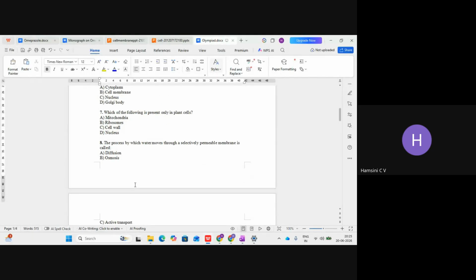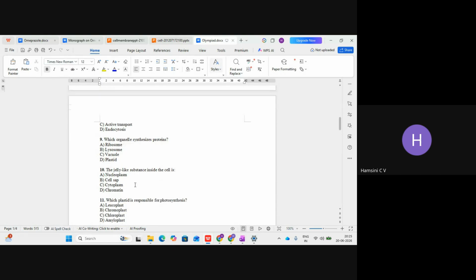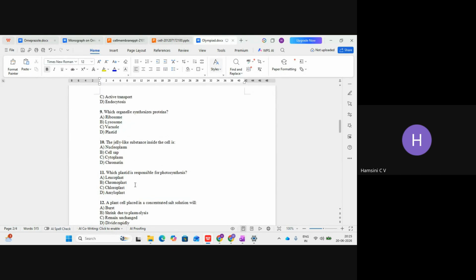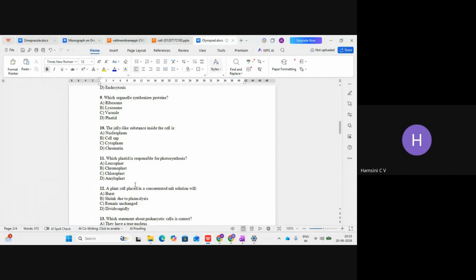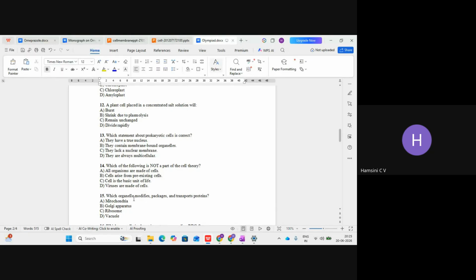Ninth is A. 10th is C. 11th is C. 12th is B. 13th is C. Ma'am, 12th is what? 12th is B. It shrinks due to plasmolysis. Whenever a plant cell is kept in a salt concentrated solution.